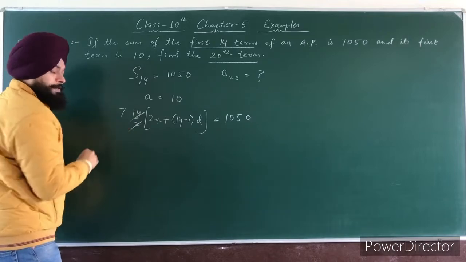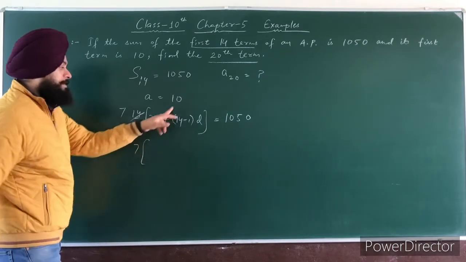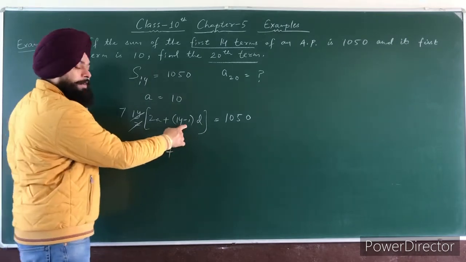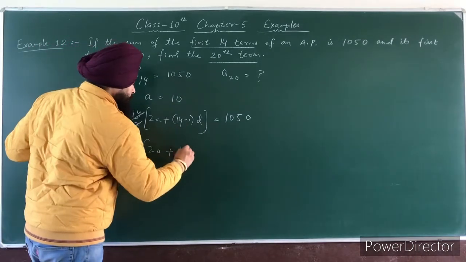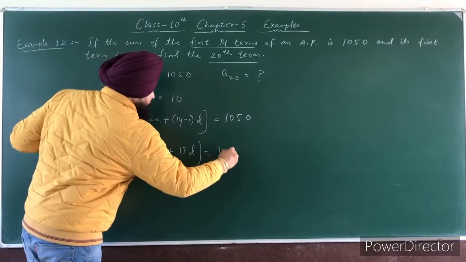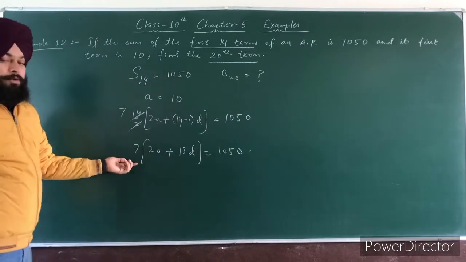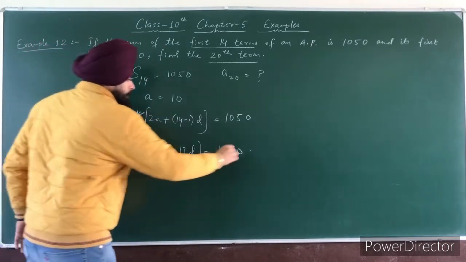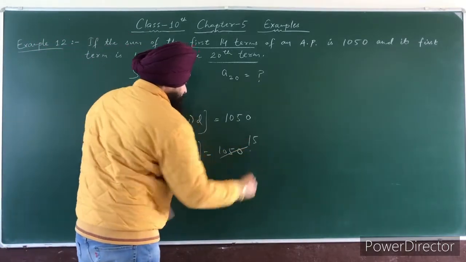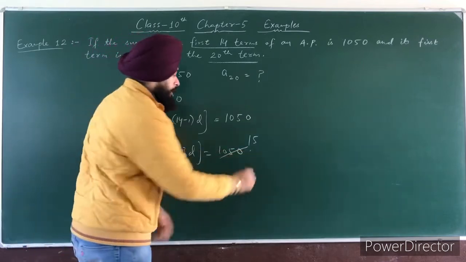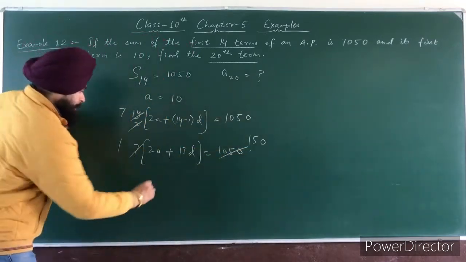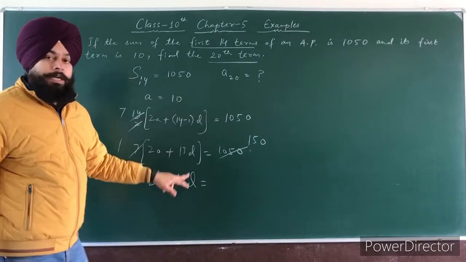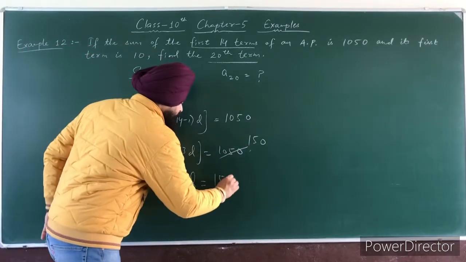So you can see 2 7s are 14, 14 minus 1 is 13, 13 into d, is equal to 1050. Now take the 7 on right side. It is divided by 1050. So it is cancelled. 7 ones are 7. 7 5s are 35 and 10. So what is remaining value? 20 plus 13d is equal to 150.